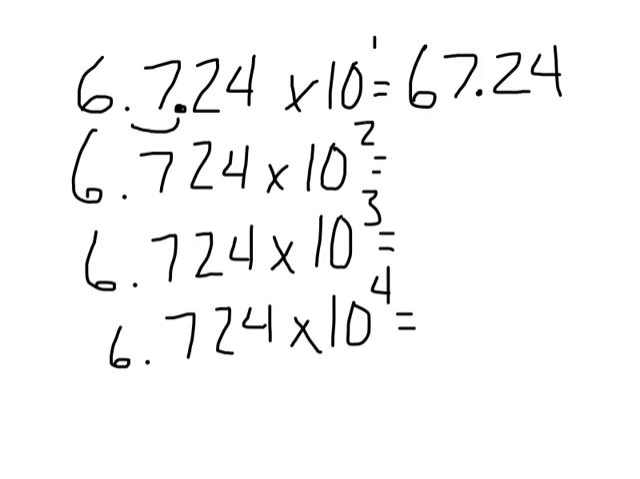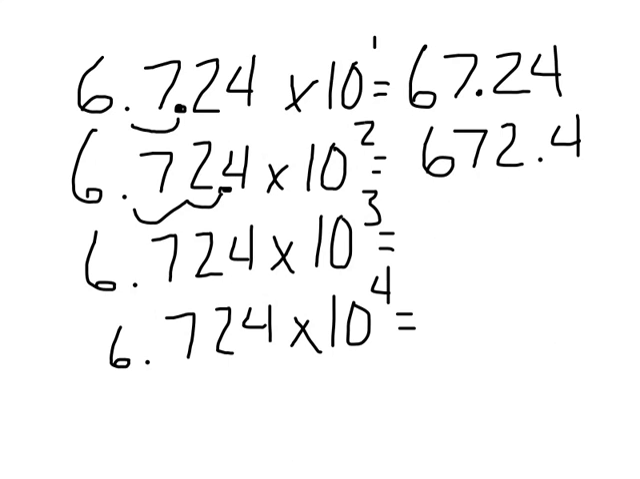To multiply 6 and 724 thousandths times 10 to the second power, how many times would I need to move the decimal? I would need to move it 2 times. Once, twice. So what's my result? It's 672 and 4 tenths.